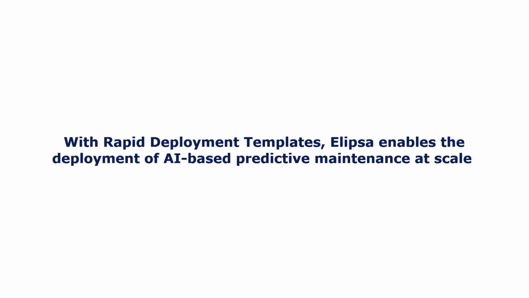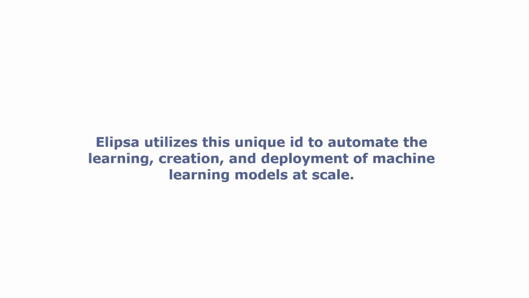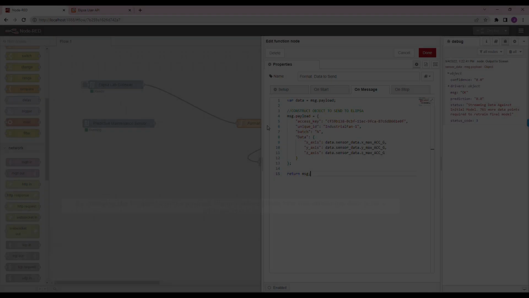One of the key differentiators of Elipsa is that with rapid deployment templates, we truly enable deployment of AI-based predictive maintenance at scale. A single template can monitor any number of like machines through the same API endpoint, simply by changing the unique ID or name for a given machine. This unique ID enables routing and segregation of individual machines, allowing Elipsa to automate the learning, creation, and deployment of machine learning models at scale.